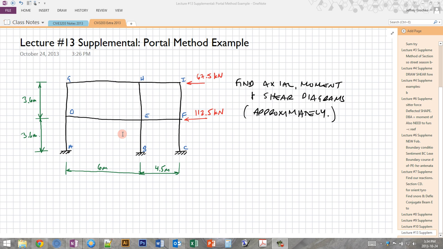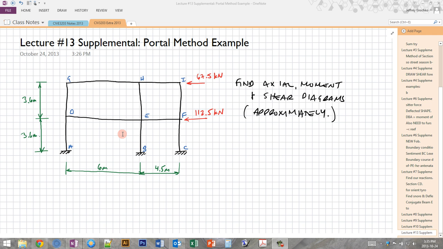In this video, I'm going to use the portal method to find the approximate axial force, shear, and moment diagrams for this sample two-story building frame. So the portal method is an approximate method in order to solve an indeterminate structure.